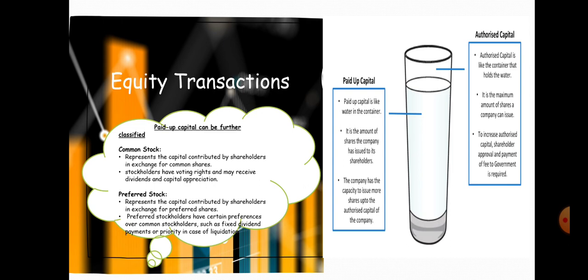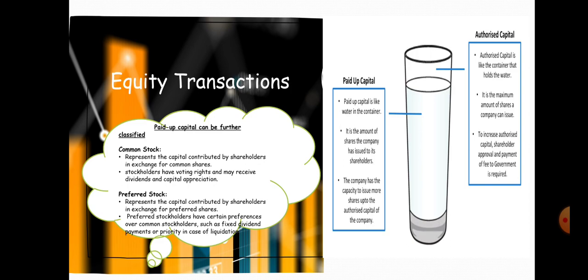Common stock represents the capital contributed by shareholders in exchange for common shares. Stockholders have voting rights and may receive dividends and capital appreciation. Preferred stock represents the capital contributed by a shareholder in exchange for the preferred shares. Preferred stockholders have certain preferences over common stockholders, such as fixed dividend payments, or priority in case of liquidation.